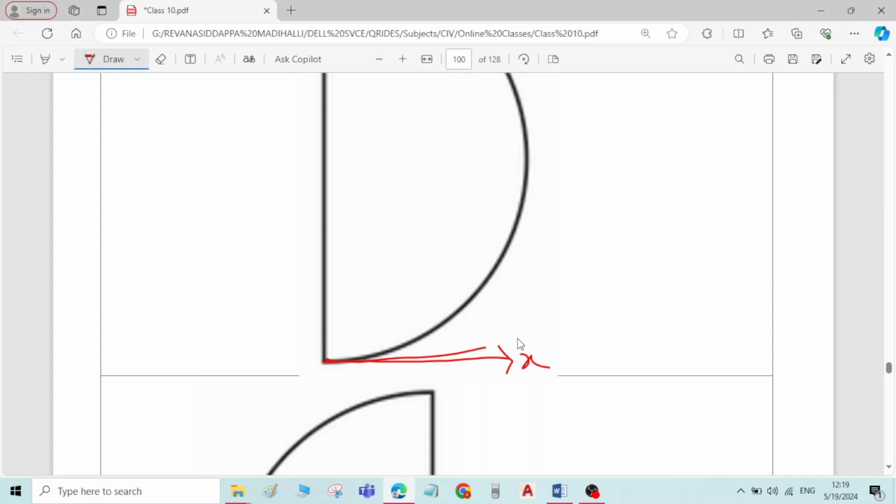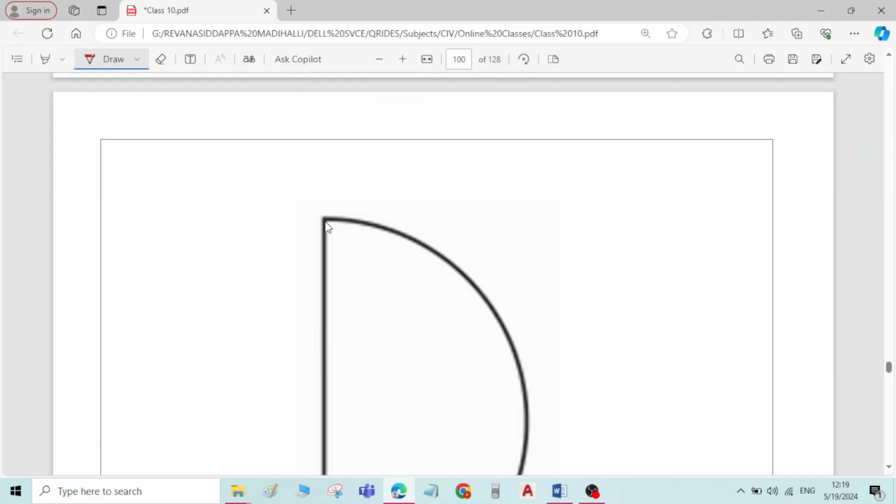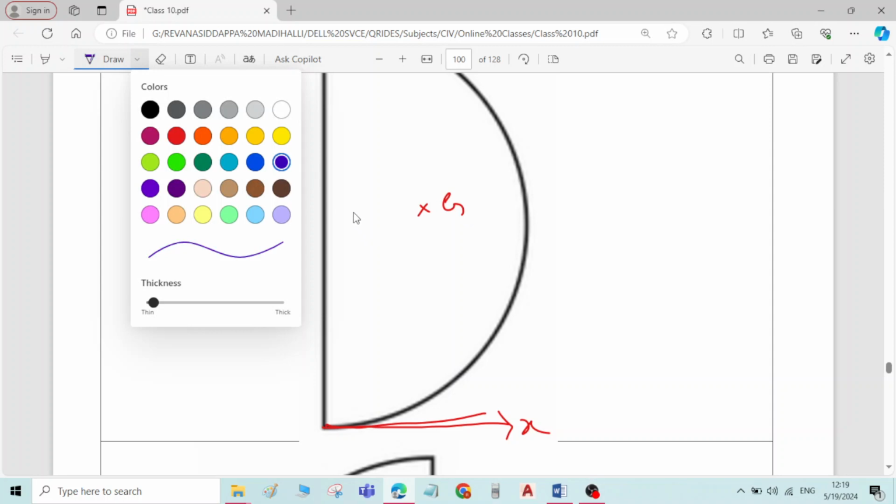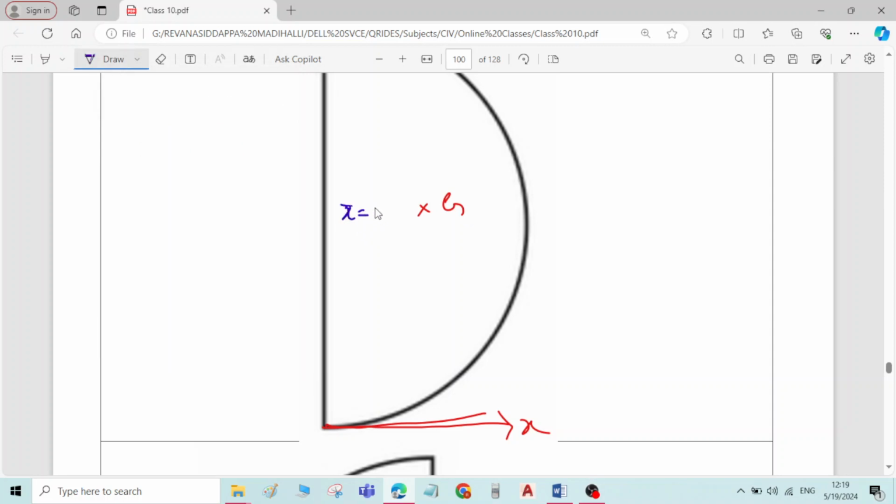So x reference, y axis. Let me take G as centroid. Now the formula for x bar will be 4r by 3 pi, and the formula for y bar will be equal to d by 2, where r equals the radius. Now the formulas have been reversed.